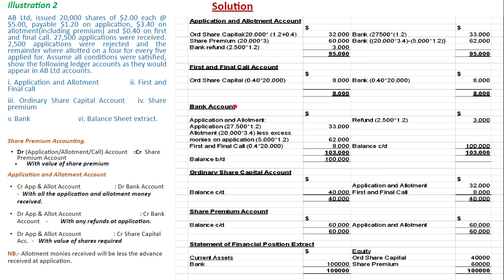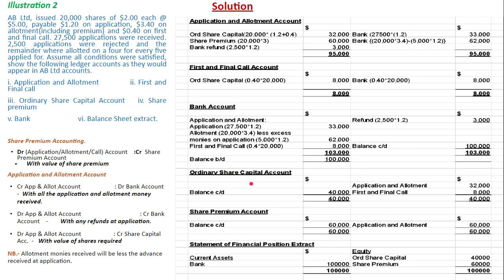We go to the bank account. If we add 33,000 plus 62,000 plus 8,000, we get 103,000. On the credit side, we have 3,000. If we less that from 103,000, we'll get 100,000. That becomes the balance brought down in the bank account.